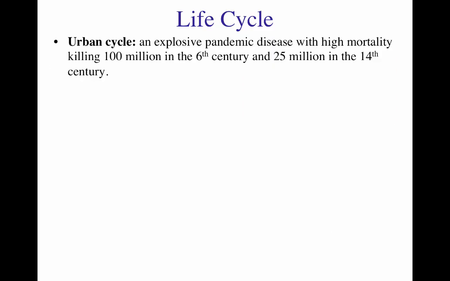So now the plague can have a set of 5 different stages in its life cycle. You have the first, which is the urban cycle, and this is an explosive pandemic disease with high mortality, and in the 6th century it killed about 100 million people and about 25 million people in the 14th century. And it's the urban cycle because it's happening in urban conditions where rats are able to pass their fleas to people, and then the explosion goes from person to person.